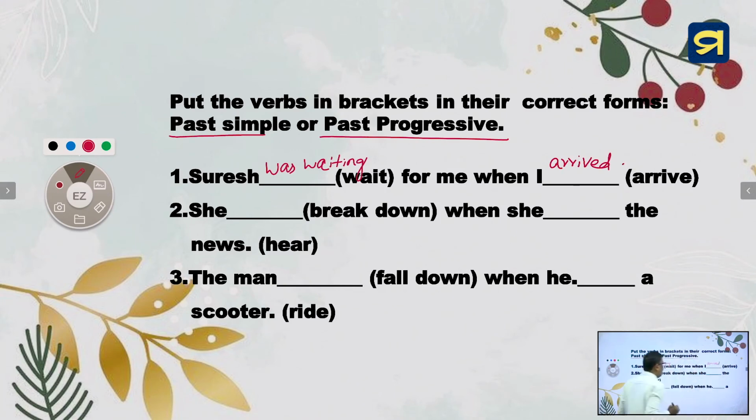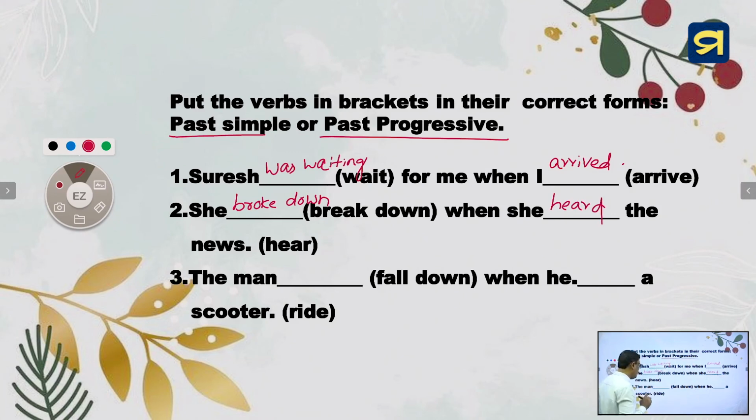Okay. Number 2. She, here breakdown is given, when she heard the news. You see both the actions were in past simple tense. Why? Because both the actions took place at a time. So how will we write? She broke down when she heard the news.